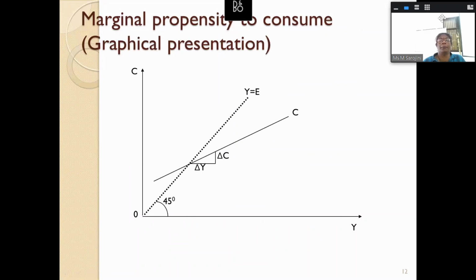This is the diagram, or graphical explanation, for the marginal propensity to consume, right? Here the vertical axis indicates the consumption and the horizontal axis indicates the income. This dotted line that is going through the origin indicates that for each and every point on this dotted line, income is equal to expenditure. That is the equilibrium point. And this C curve indicates the consumption curve, right? Also, here you can observe, right?